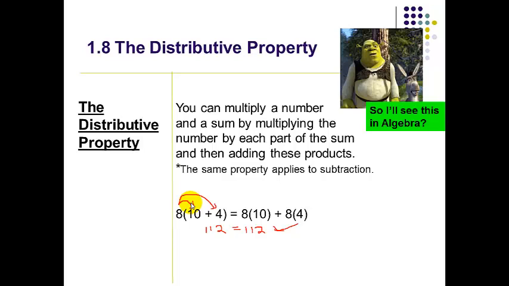So Ms. Peterson's going to show you what happens if one of these was a variable. Just real quick before we do, make sure that the purpose of doing this is really breaking it down to make the math easier. Because 8 times 10 and 8 times 4 hopefully are easier than 8 times 14. We don't necessarily know that off the top of our head, where we know these numbers easier, hopefully.